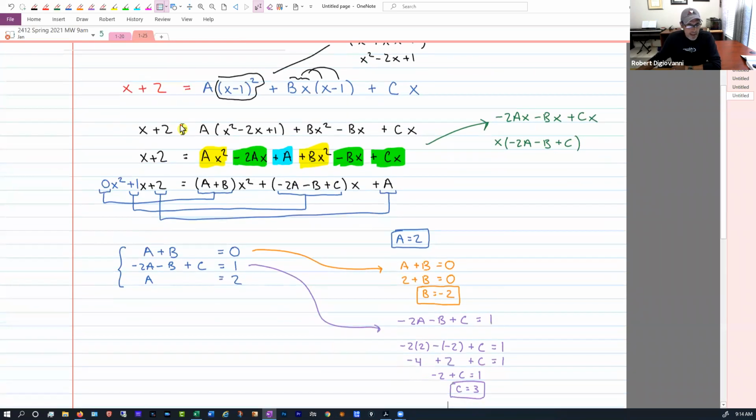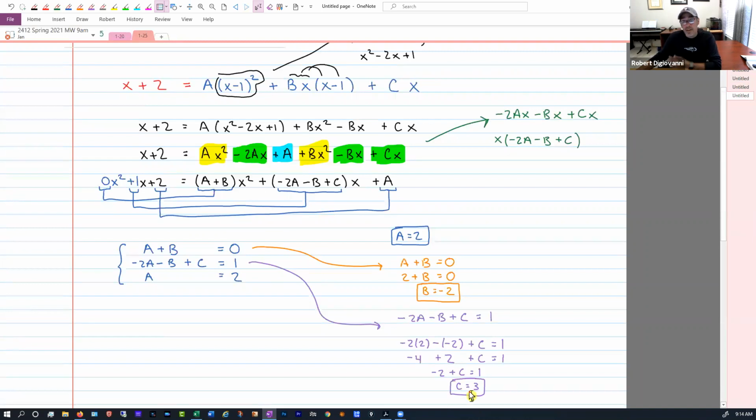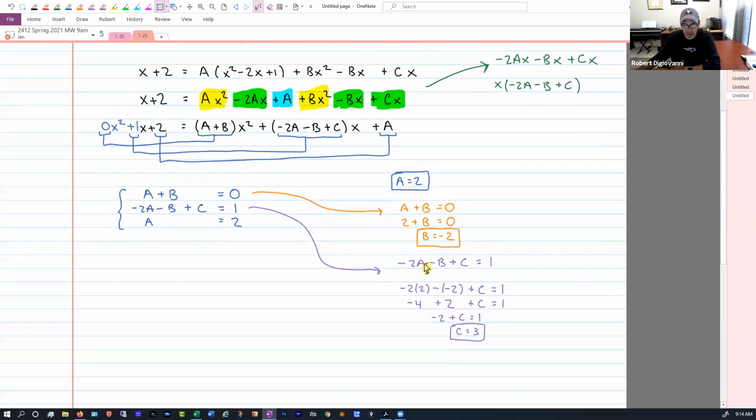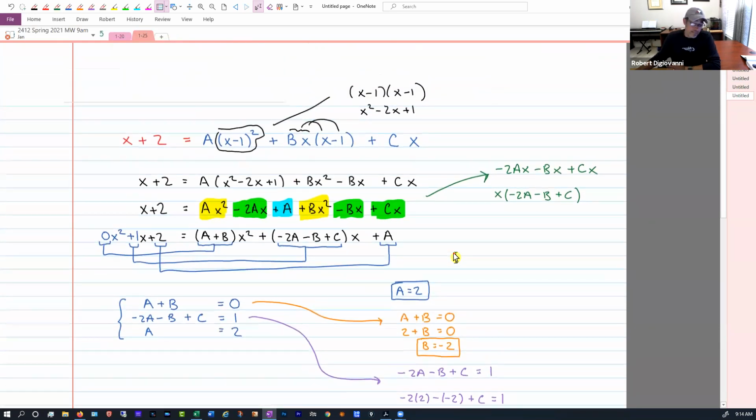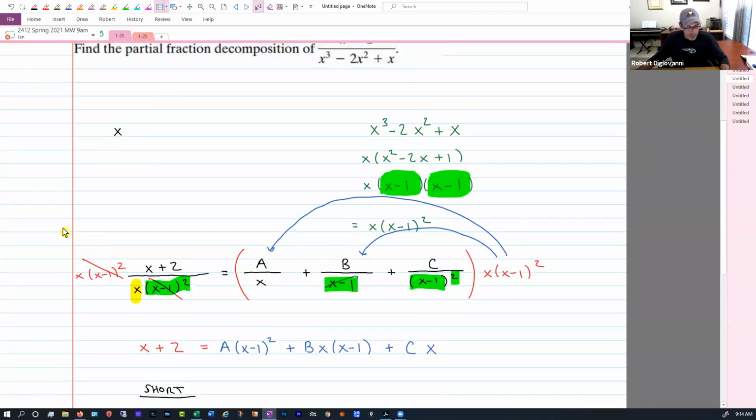Okay, so does this match what we had when we started trying to do it the short way? We had that a was 2 and c was 3, but we didn't know what b was. And now we just figured out that a is 2, c is 3, so that's good. It's the same, right? And then now we know what b is. B is negative 2. All right, so what's the final result? Okay, we go back here, and let me just go ahead and grab this.